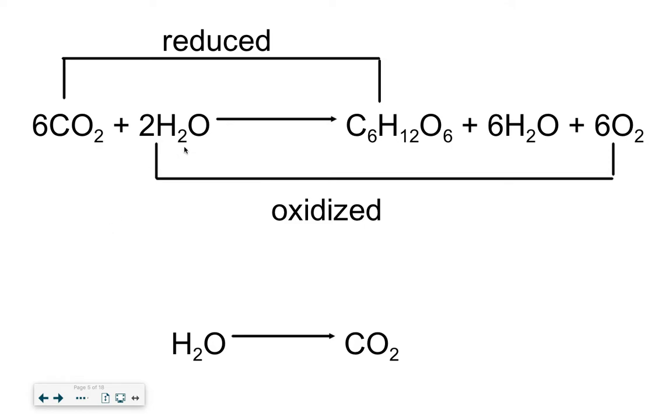Understanding what is oxidized and what is reduced is very important to understanding the process. So carbon dioxide is reduced, meaning it gains electrons throughout the series of reactions leading to the formation of glucose. And the water molecules are oxidized, which means they're losing electrons in the process of being split in the light reactions and becoming the oxidized version, which is oxygen.